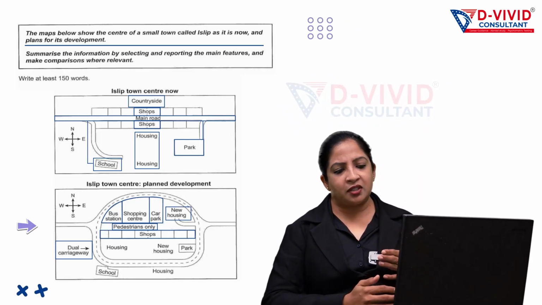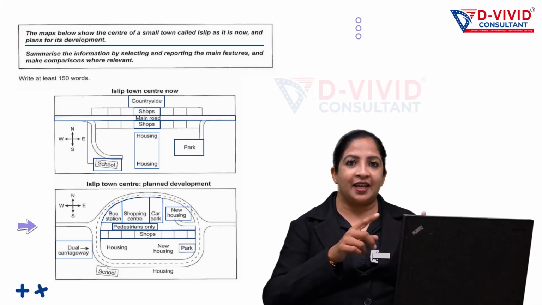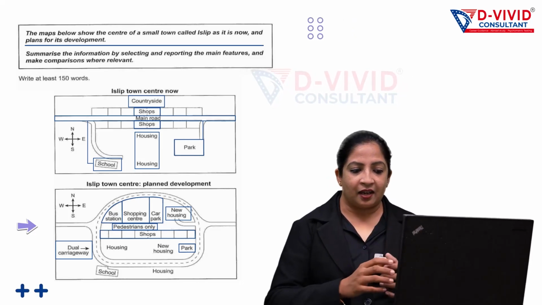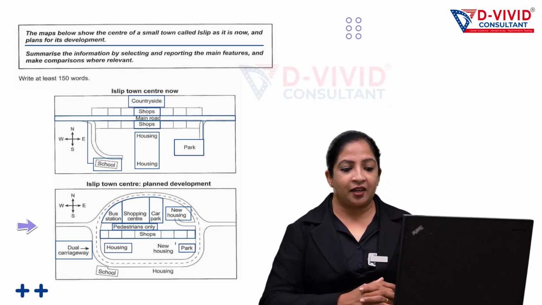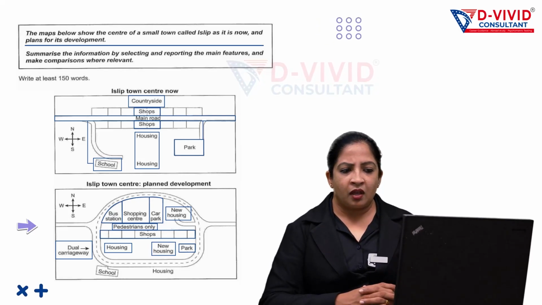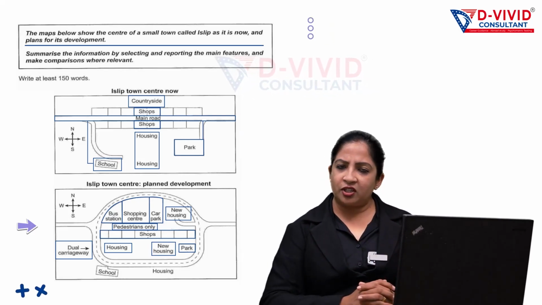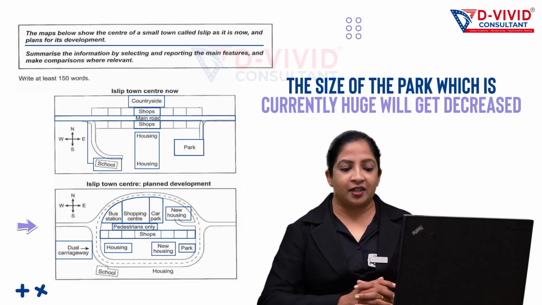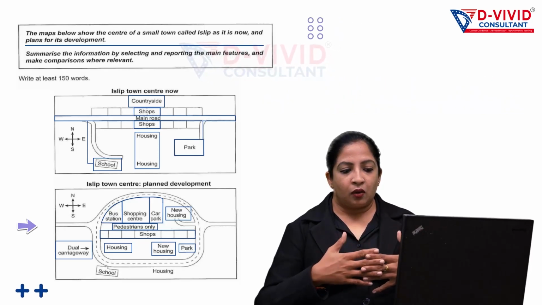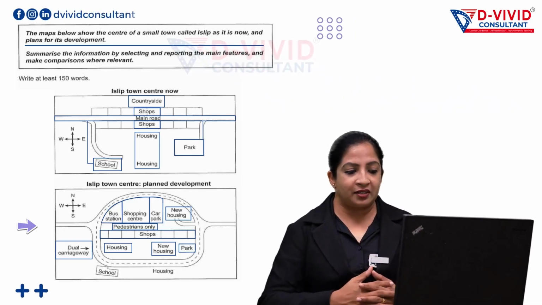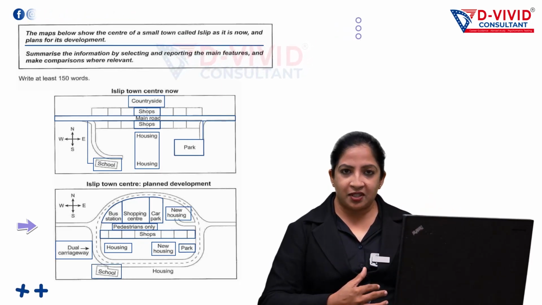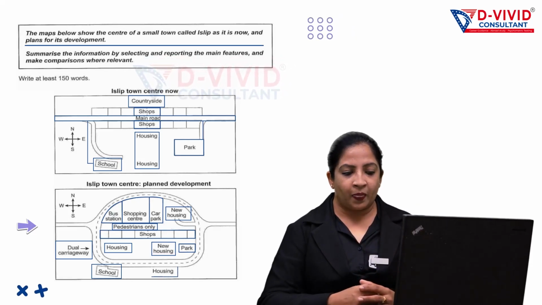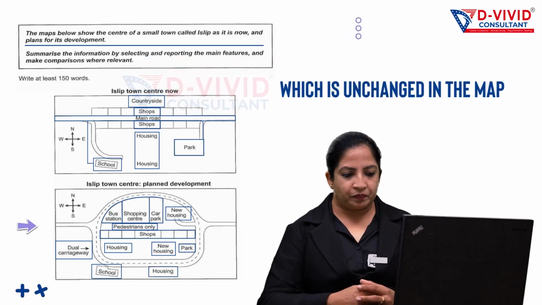If we move towards the southern part of this entire coverage, we can see that the housing is there, but an extra new housing area is also going to be developed. But there is a negative change here, that the size of the park, which is currently huge, will get decreased. On the other side, towards the extreme south, we can see that the school which was previously there is still there, and there is again the provision of housing which is unchanged in the map.